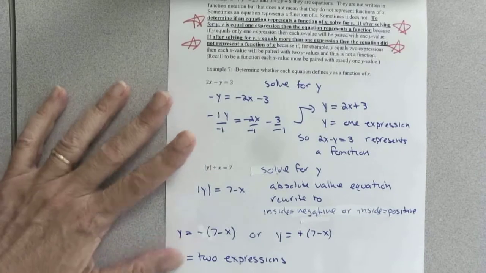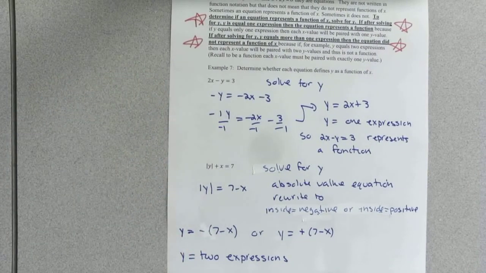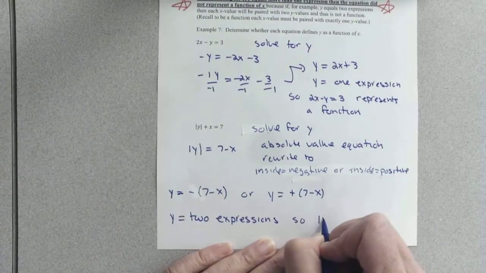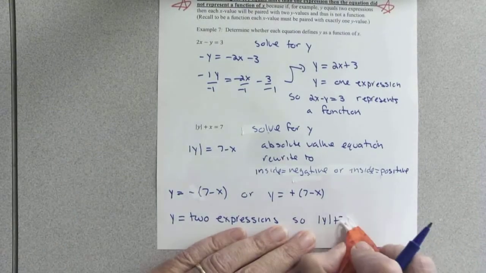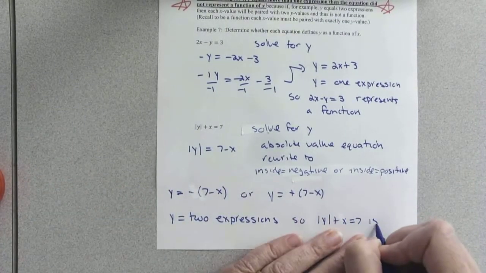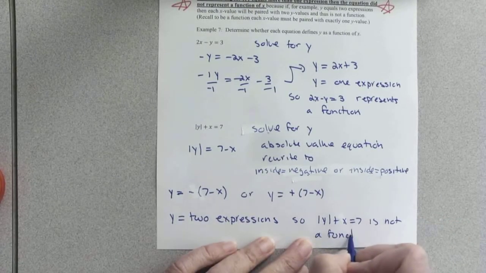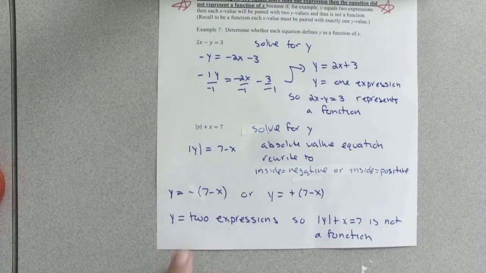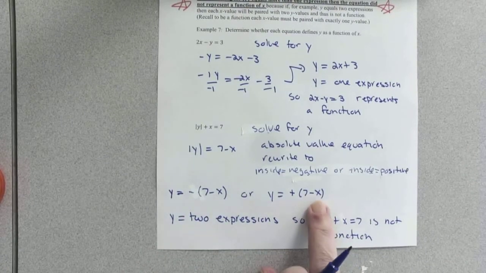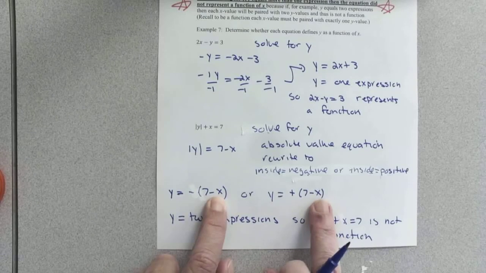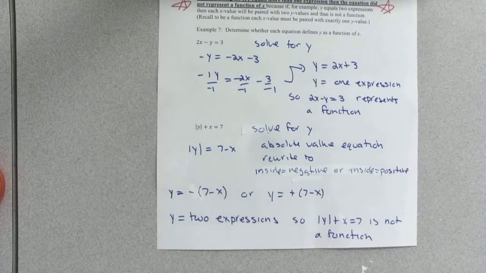And up there where I have it still highlighted in red, if after solving for y you get more than one expression, the equation does not represent a function. And so the absolute value of y plus x is not a function. Because if I let x equal 3, using that here I'm going to get y equals 7, and if I let x equal 3 there, I would get 4. If I let x equal 3 here, I'd get negative 4. I'd get 2 y values. So it's not a function.